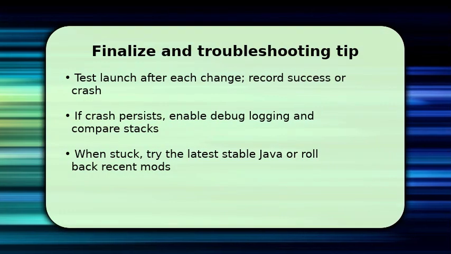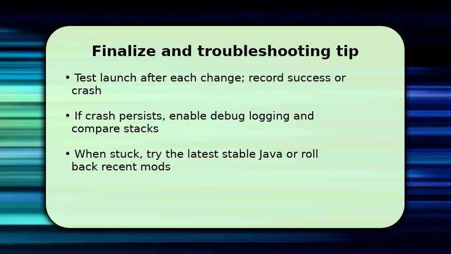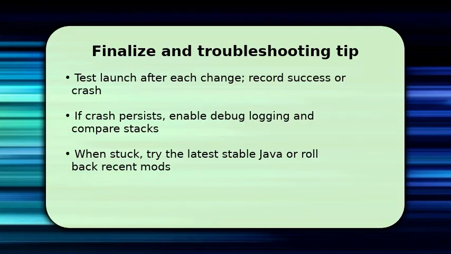To finish, test the game after every change and keep a short log of outcomes so you can backtrack efficiently. If crashes persist, enable debug level logging to capture full stack traces and compare them to earlier logs to spot pattern changes. Make sure Java version compatibility is correct.